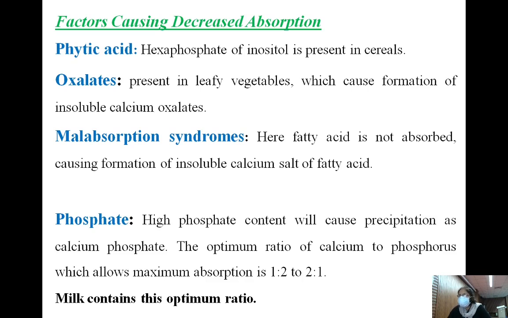The optimal ratio of calcium to phosphorus, which allows maximum absorption, is 1:2 to 2:1. Milk contains this optimum ratio.